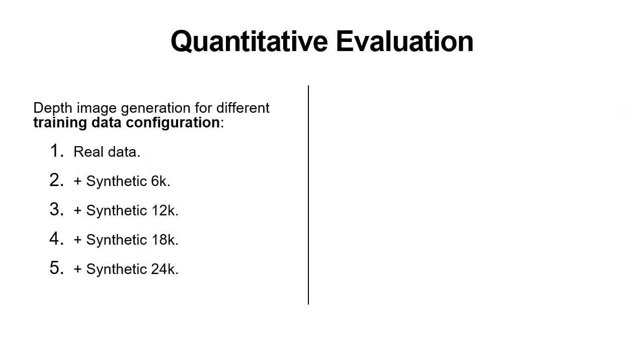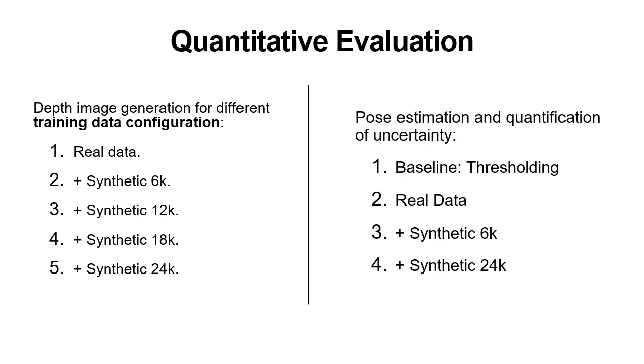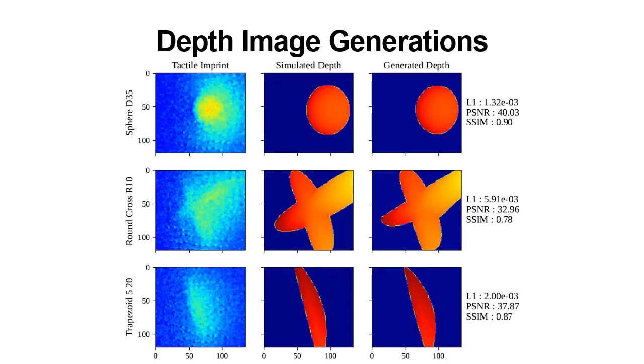We demonstrate the effectiveness of tactile neural rendering through two evaluations, analyzing the quality of the generated in-contact object depth images for different data configurations, and using the 3D reconstructions for pose estimation, where we compare our method to a thresholding-based pose estimation approach, and we quantify uncertainty by analyzing the pose estimation error. To analyze the quality of the generated in-contact object depth images, we compare the generated depth images with corresponding simulated data using distance and image similarity metrics.